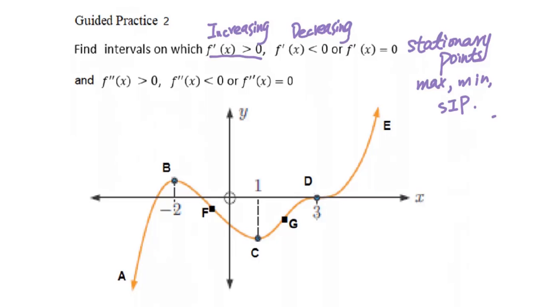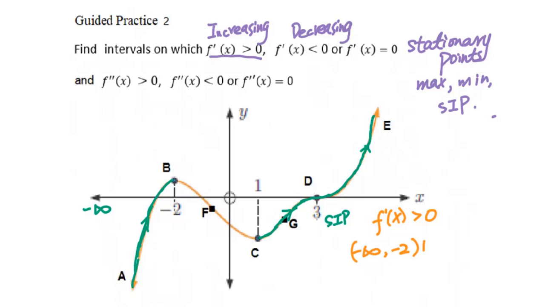Let's look at where the curve is increasing. Let me write down negative infinity here. Yeah, this is increasing. Here it's increasing. But you could say this 3 is a stationary inflection point. So we will write down the first derivative greater than 0 in the following intervals: from negative infinity to negative 2, union from 1 to 3, union from 3 to positive infinity.